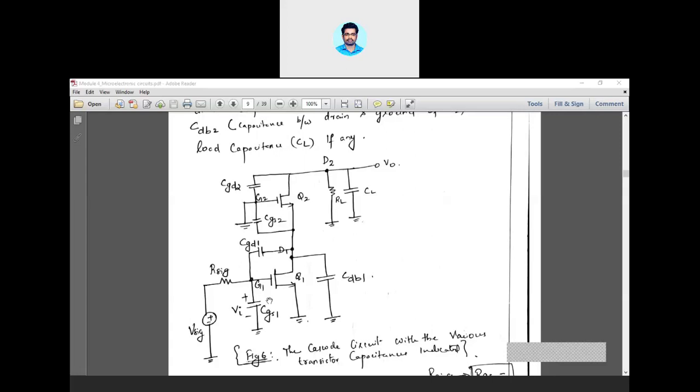Understood the procedure? Out of the total available capacitors in this particular diagram, you will have to choose each and every capacitance one by one, open that particular capacitance and look through those terminals. You will find a resistance R. Multiply that R and the corresponding C, that is your time constant. Now add all these time constants together, that will be your tau h, the total time constant. Once you get the total time constant, by simply substituting in the equation 1 by 2 pi tau h, you will get the cutoff frequency fh.